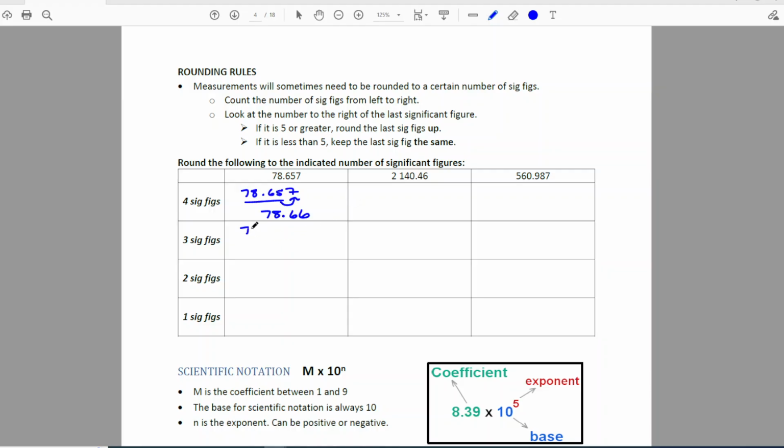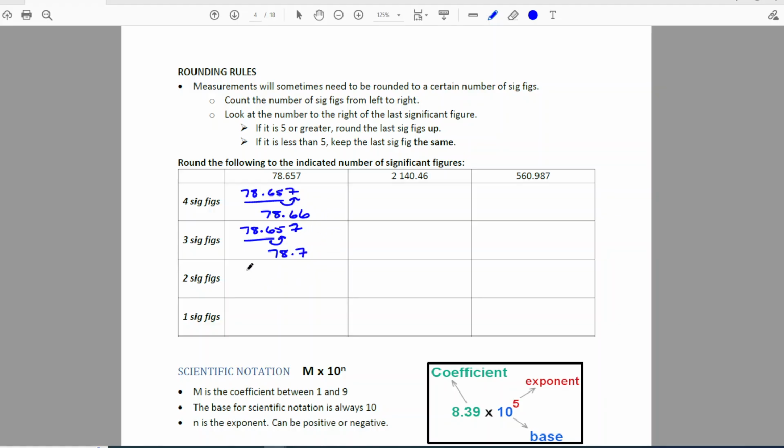If I want to take this number again, but this time I'm going to round to 3 sig figs, I'm going to keep these 3. And now, because the number to the right of the 6 is a 5, I'm going to round up again. So this one would be 78.7 now to 3 sig figs.